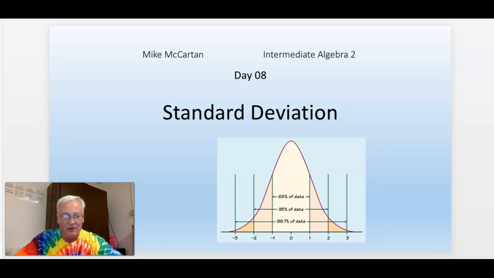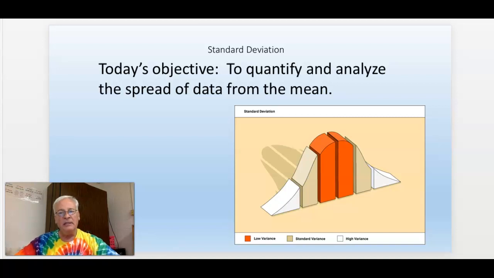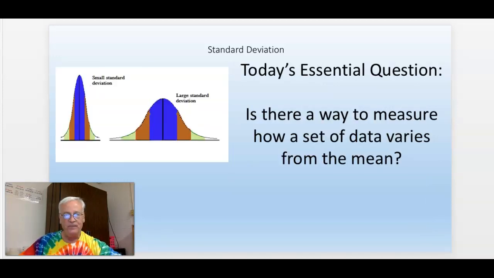You should be watching this actually before day 8. We're looking at standard deviation. Today's objective, guys, we're going to quantify and analyze the spread of data from the mean now. Remember, we've been doing it from the median, looking at the IQR and our box plot. Well, now we're going to analyze the spread of data from the average, from the mean. Today's essential question: is there a way to measure how a set of data varies from the mean? Is there a way to do that? Well, of course there is.